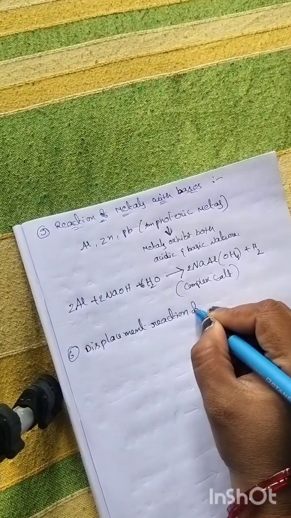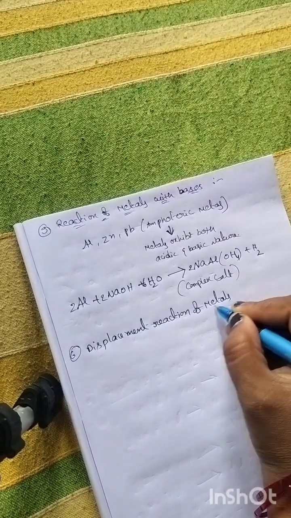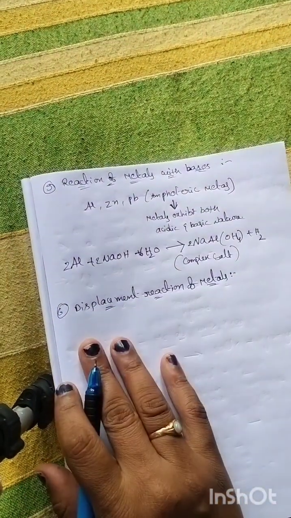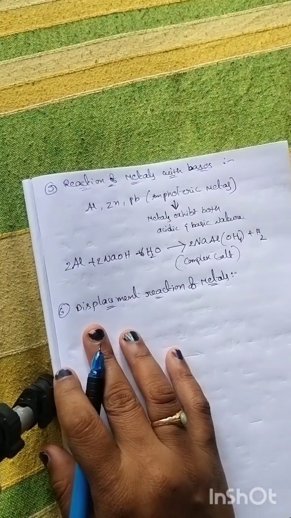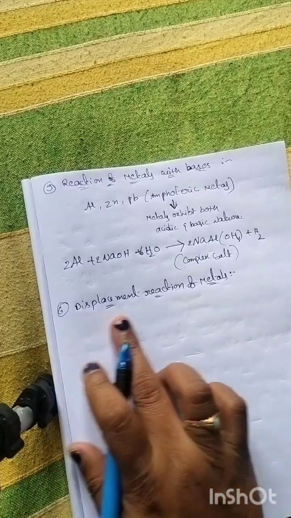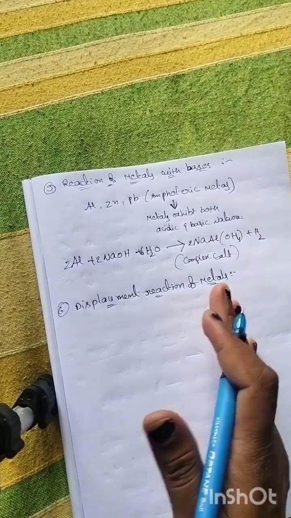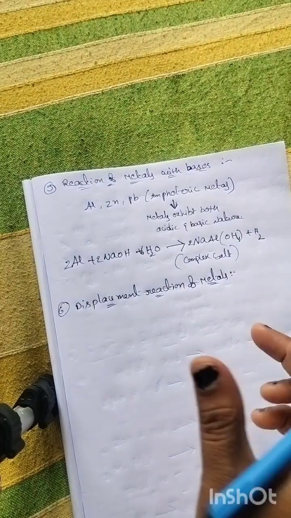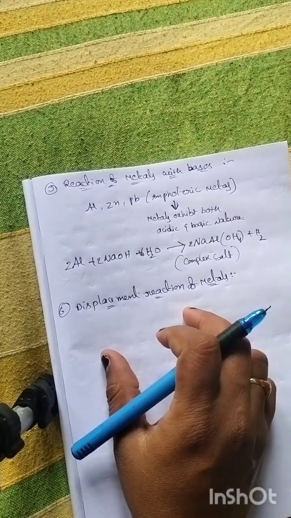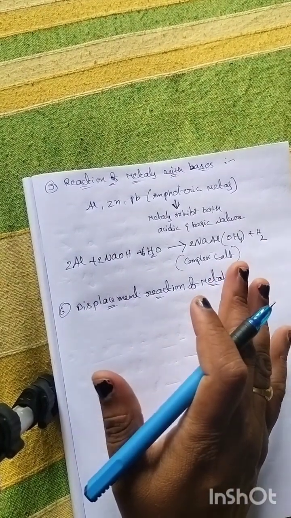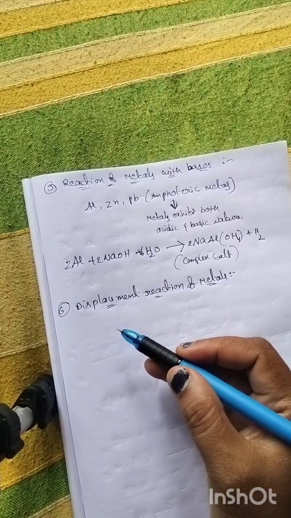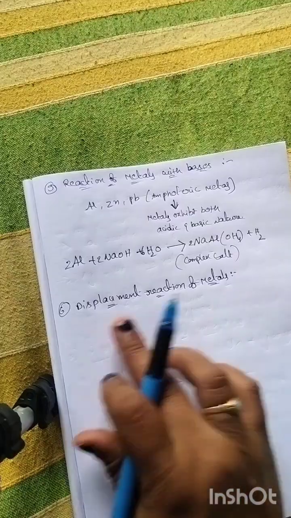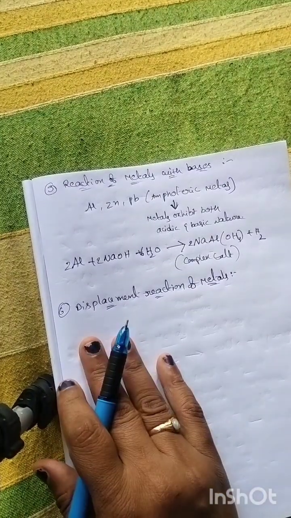The next chemical property is the displacement reaction of metals. This is the most important chemical reaction of metals. Before going into this reaction, we should know about the reactivity series of elements. This is one of the most important series. You will definitely have at least one question in your competitive exams, so you should know the reactivity series of metals.